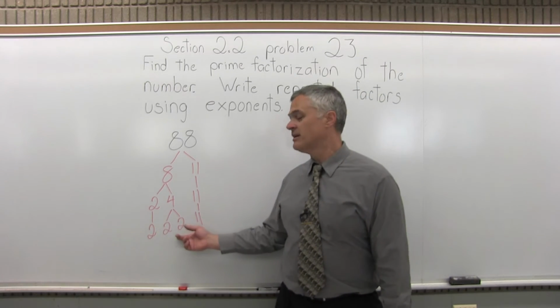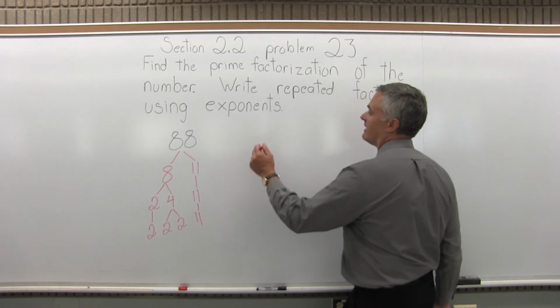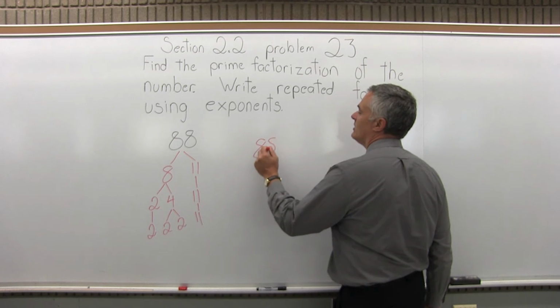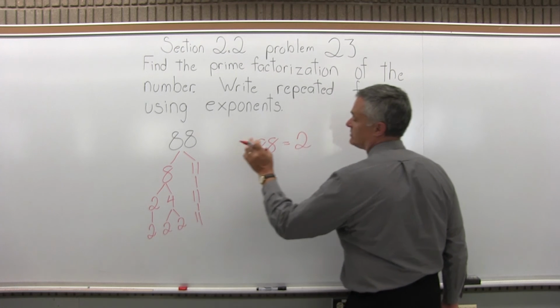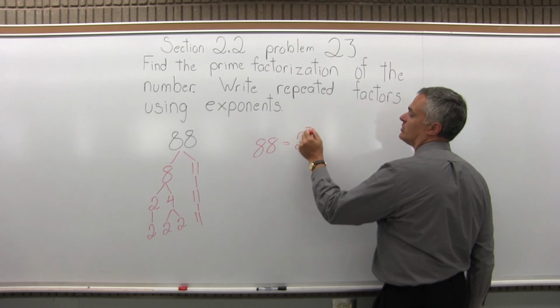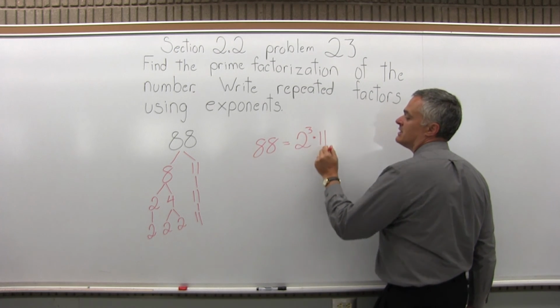So at this point, I'm done. That is the prime factorization. I have 88 equals 2. So since there are 3 of them and it asks us to use exponents, it would be written 2 to the third times 11.